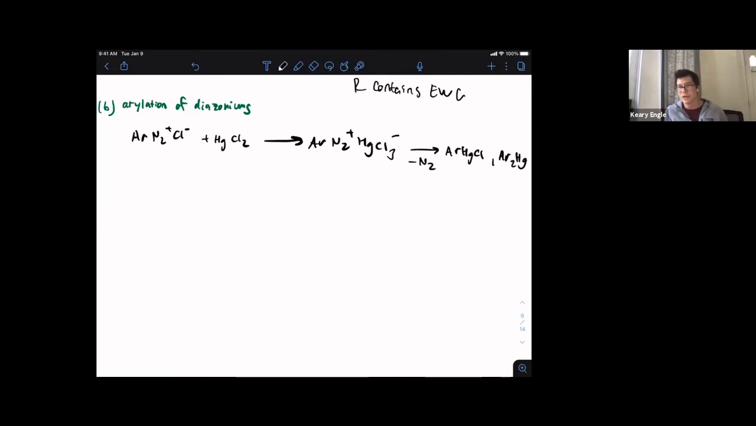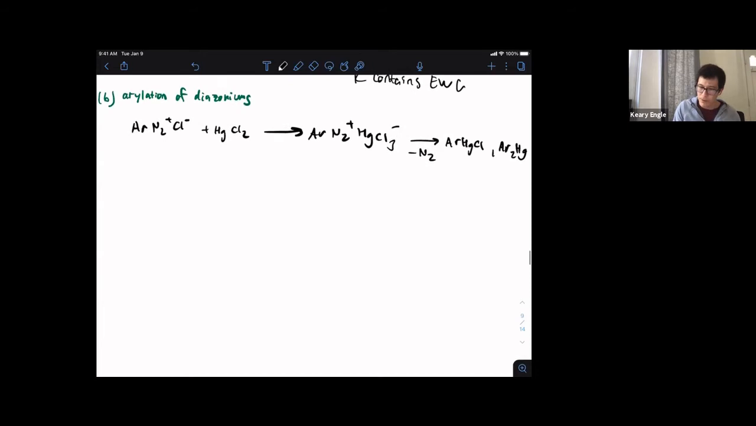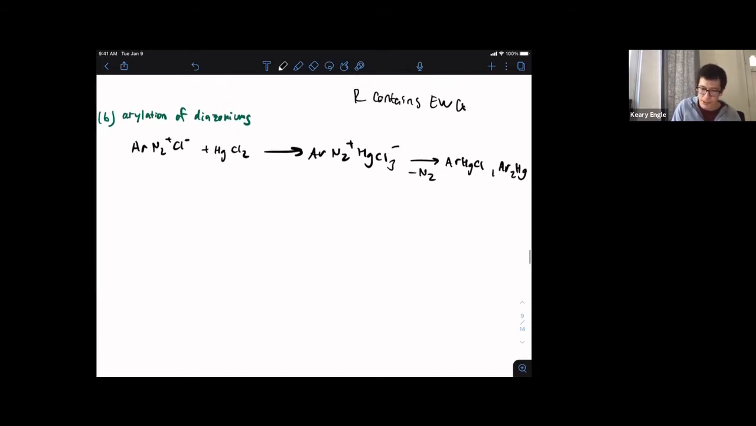Again, I would say this is a less common process. You'll very likely never run this at any point in your career as a chemist, but it's still important to understand and appreciate this early reactivity. In case this is unclear, this says the R group contains an electron withdrawing group.